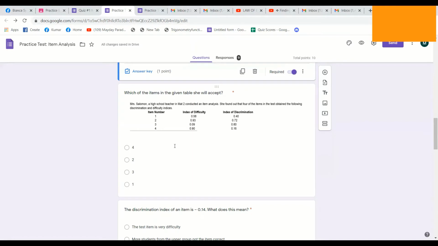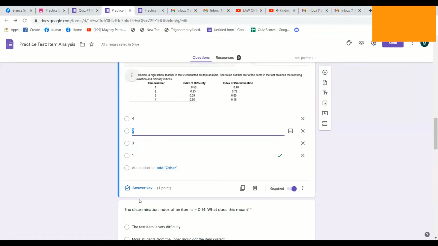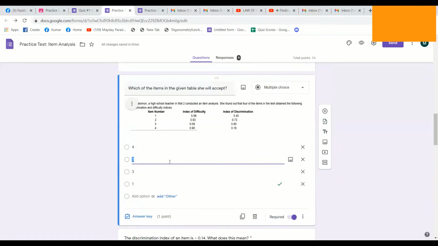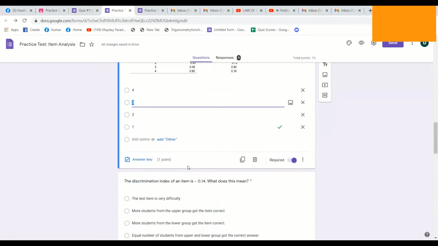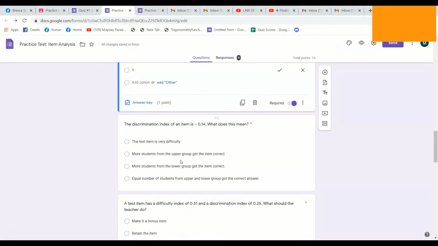the acceptance interval is from 0.2 to 1. So item 1 is accepted in difficulty index, and it is also accepted in the index of discrimination. Therefore, item 1 here is a good item which Miss Salomon should accept. So the answer here is item 1. Don't worry, there are explanations in the test items. This will be returned to you.